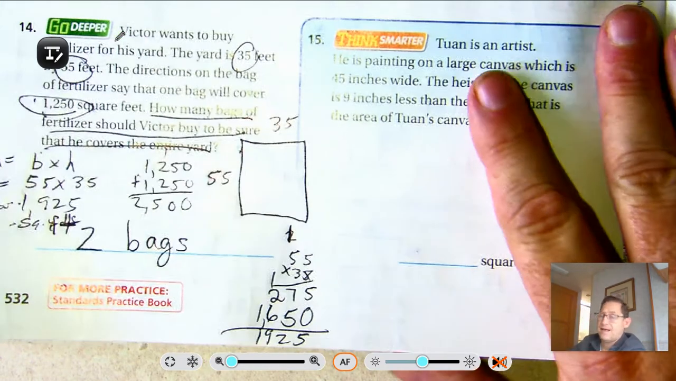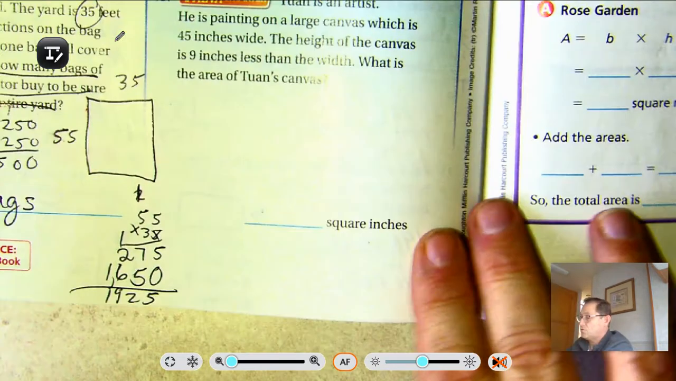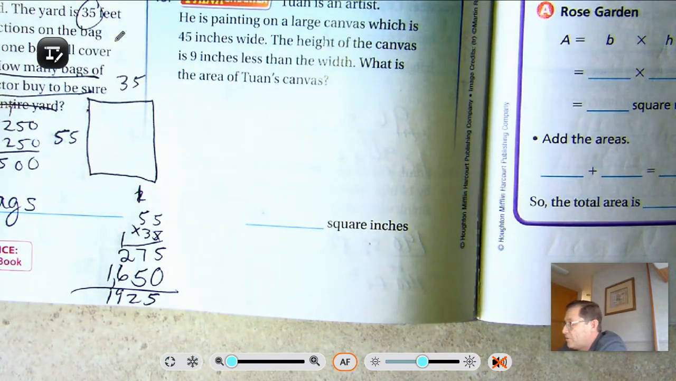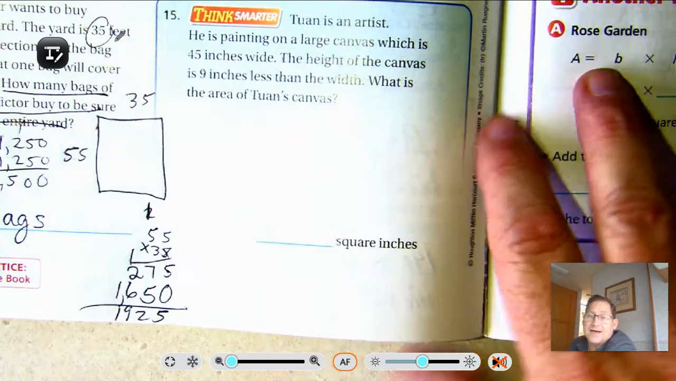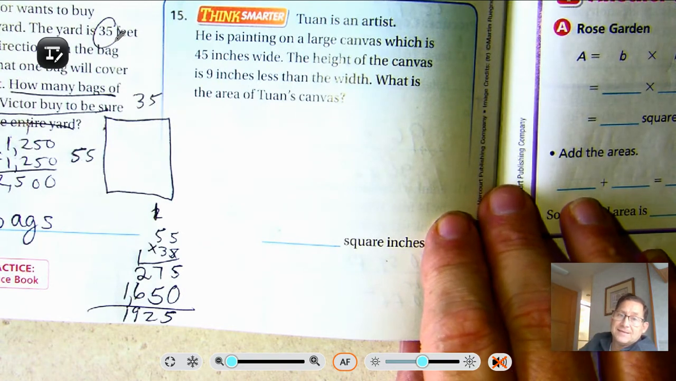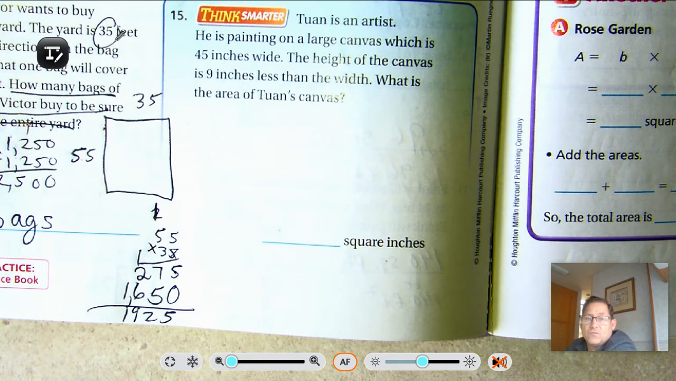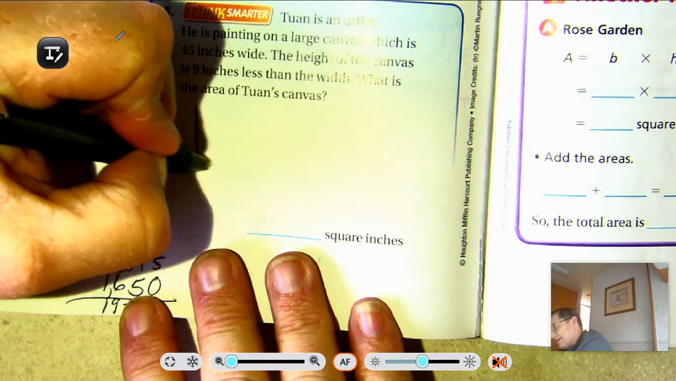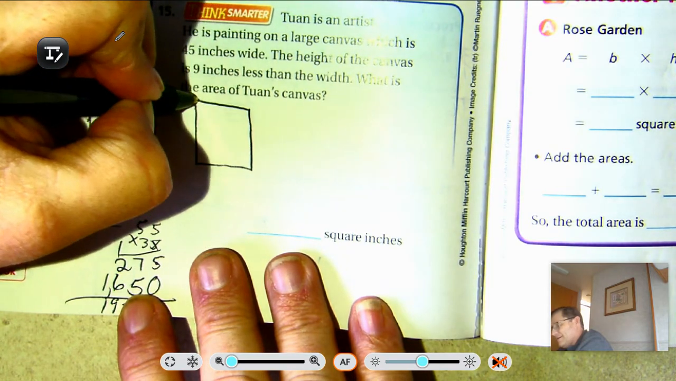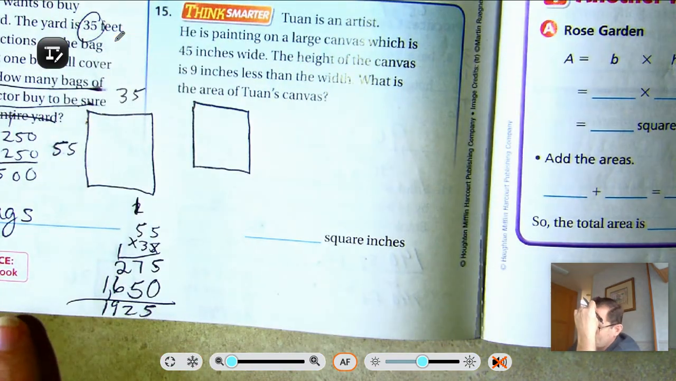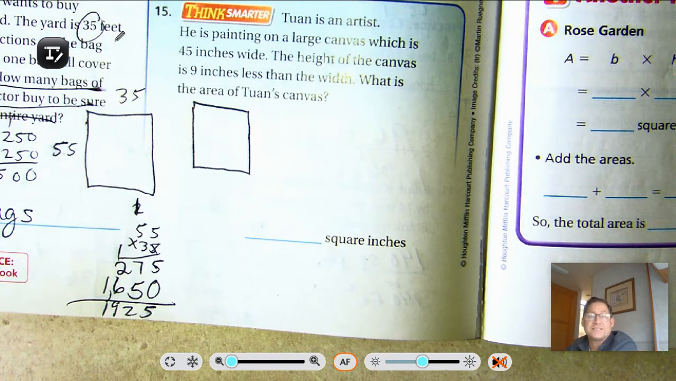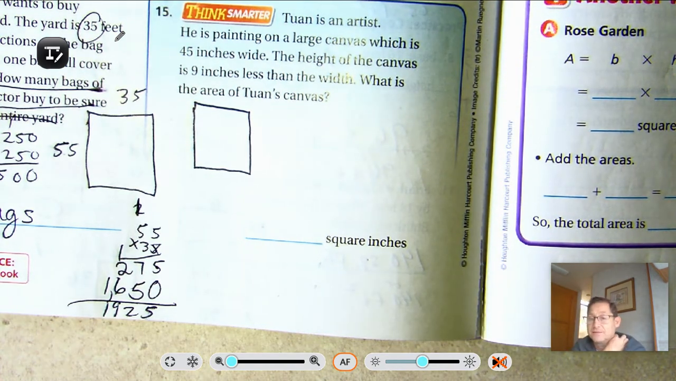All right, and 15. Tuan is an artist. He is painting on a large canvas, which is 45 inches wide. The height of the canvas is 9 inches less than the width. What is the area of Tuan's canvas? Okay. Now, in this lesson, we've been using base times height, right?